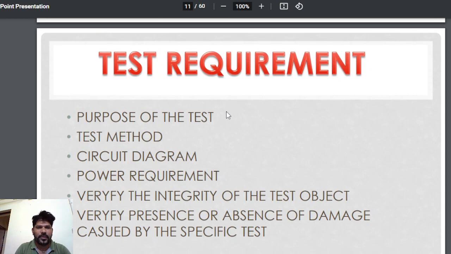So test requirements. What are the required things, or what test kits are required? The purpose of the test, method, circuit diagram, power requirements, verify the integrity of the test object, verify presence or absence of damage caused by the specific test. These things you should know before starting the test. Why are we doing the test? And by which method are you doing the test? You should draw the circuit diagram before starting the test. What power supply and auxiliary power supply are required while doing the test? All these things must be arranged before starting the test.